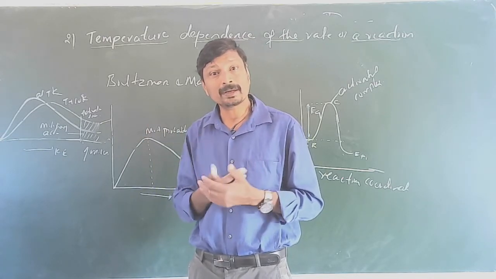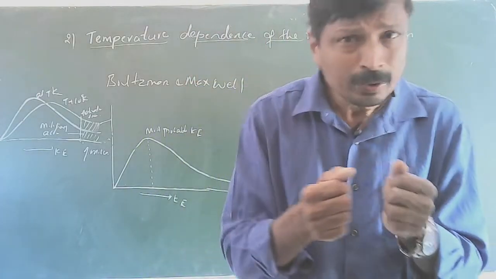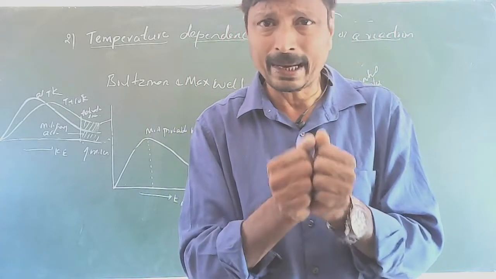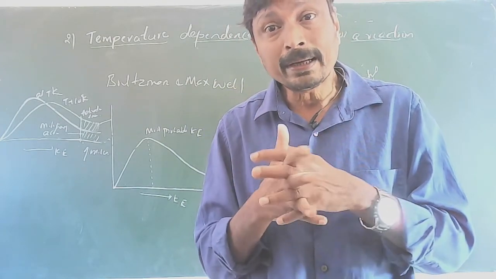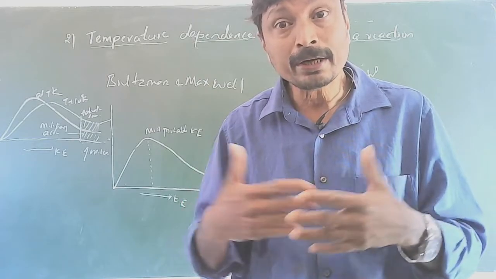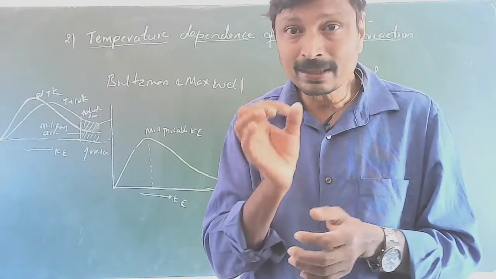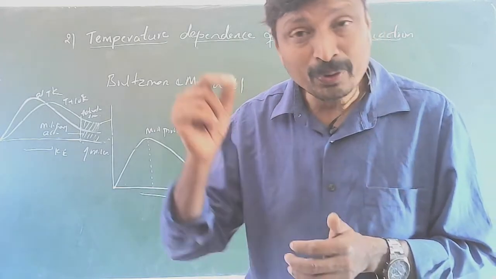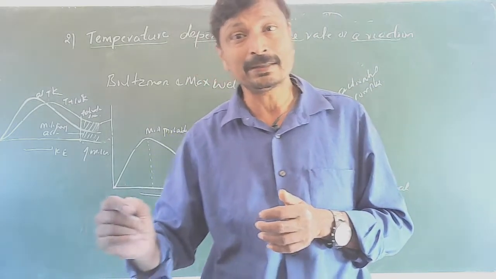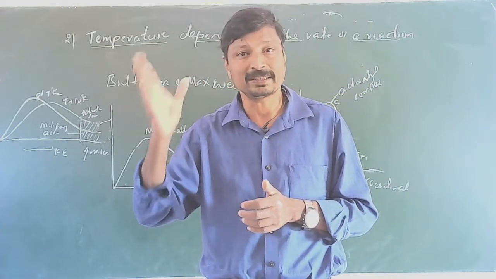Earlier they thought that the reaction takes place by collision between reacting molecules, and that with a 10 degree increase in temperature the collisions double. But actually the collision is not doubled. What doubles is the number of molecules having activation energy. Because of that, the rate of the reaction also doubles.